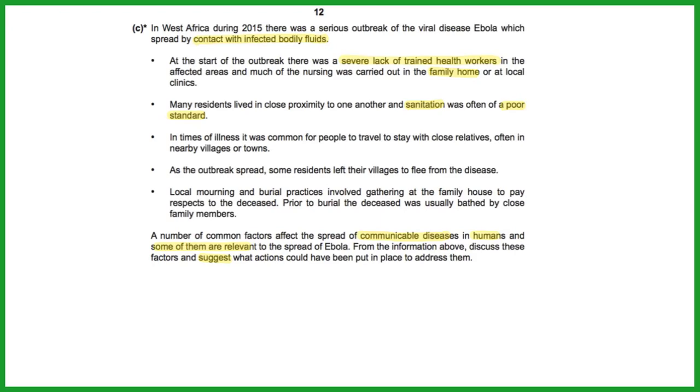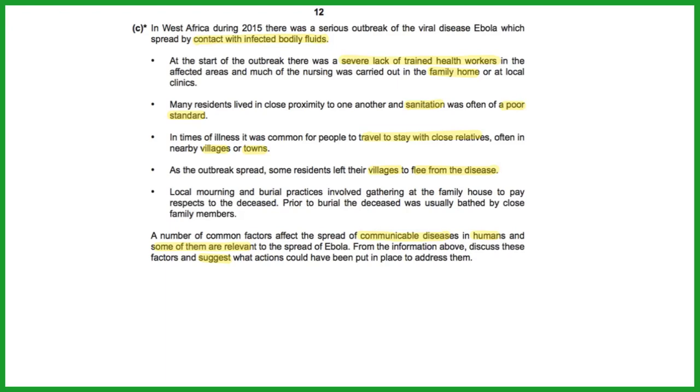In times of illness, it was common for people to travel to stay with close relatives, often in nearby villages or towns, and then as the outbreak spread, some residents left their villages to flee from the disease. So that's spreading it to new unaffected areas. That's meaning that you're going to have outbreaks in new villages. So you could address this by restricting travel, introducing a travel ban.